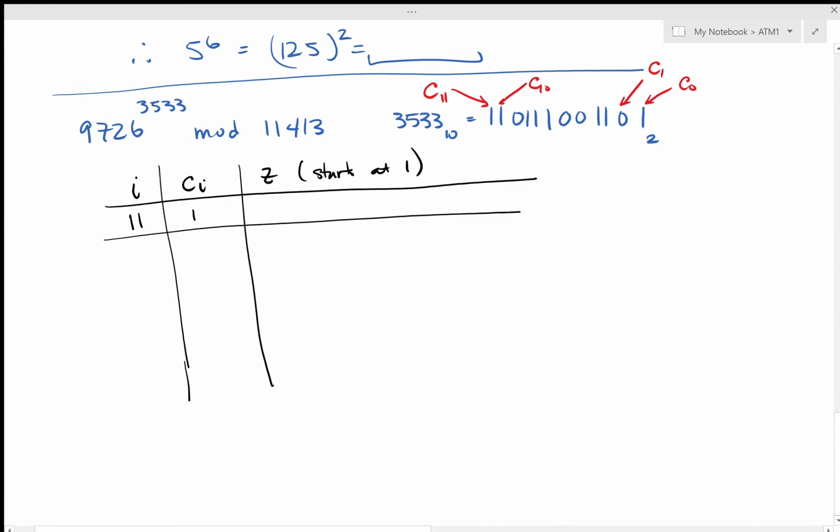Z starts at 1, and then we square Z. Always we square Z, and then depending on whether Ci is 1 or 0, we decide whether we should multiply by X or not. In this case, X is equal to 9726. So we square Z, there it is, Z squared. And then Ci is 1, so we multiply by X, 9726. And then our result here is 9726.